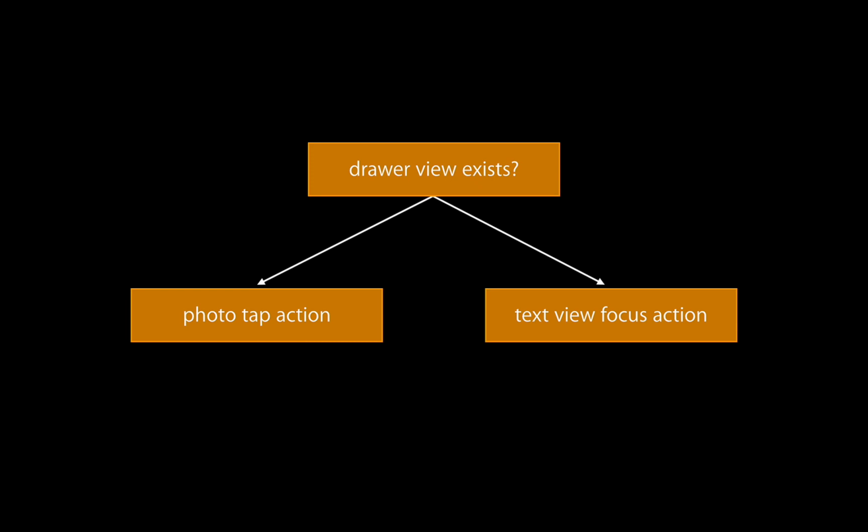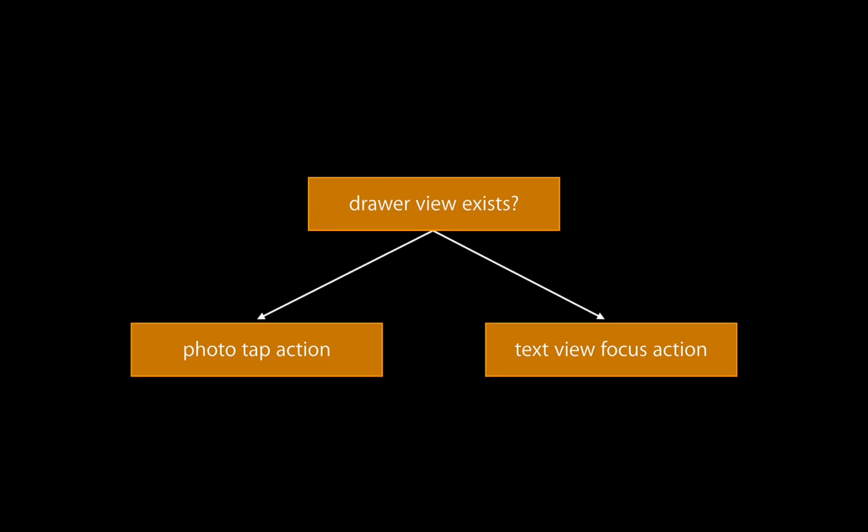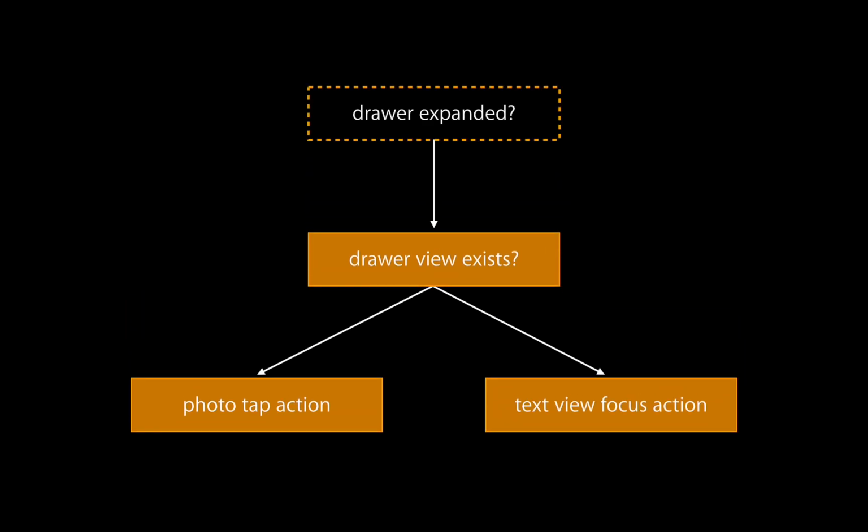That's fundamentally what's going on here. And this bug is occurring because we're getting our information from the wrong place. There's another piece of state, which is: is the drawer semantically expanded? And that's separate from does the drawer view exist, because the drawer view isn't torn down until the animation completes.